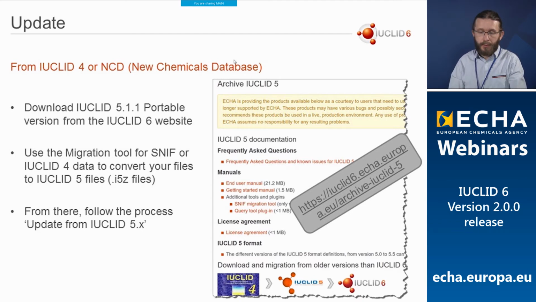So basically in that case, you need to download Euclid 5.1, which is available here, and it's a portable version. So you don't need to do any installation. You just download the Euclid 5.1 files and save them on your computer, you run it, and it will start automatically, and you can proceed with the migration process.